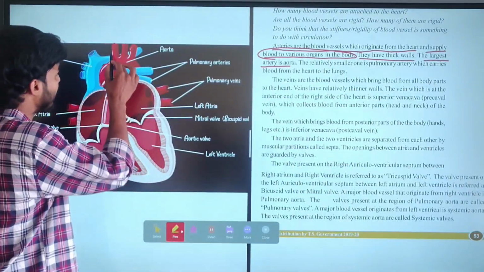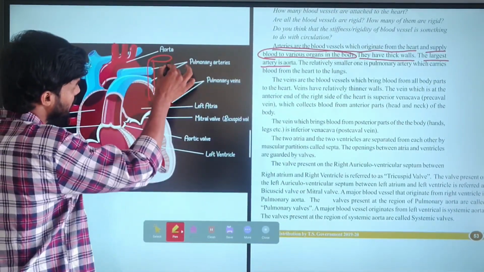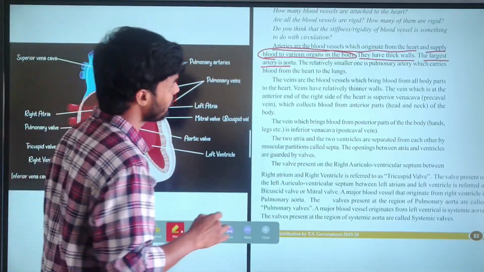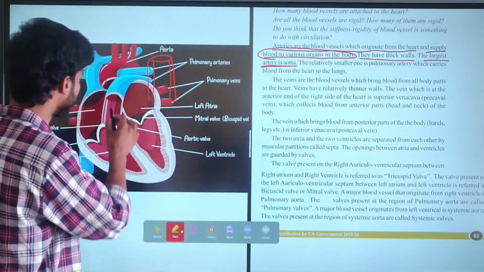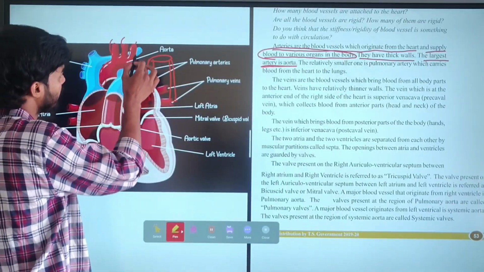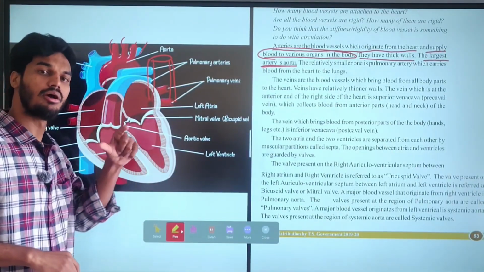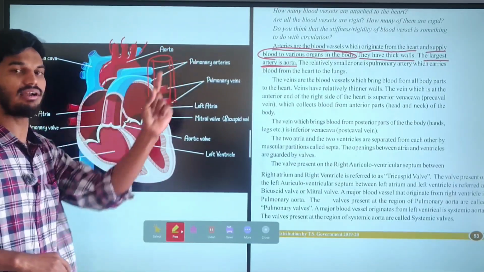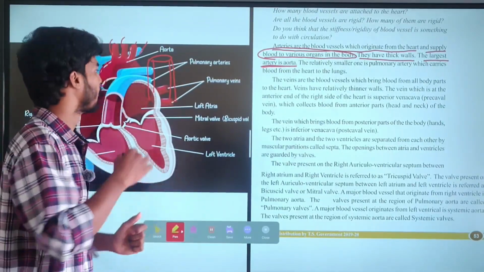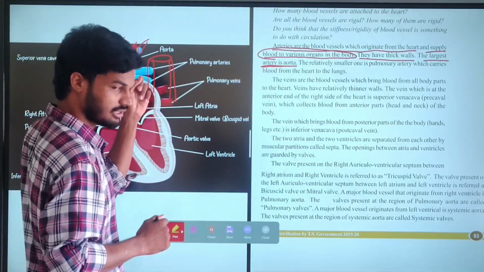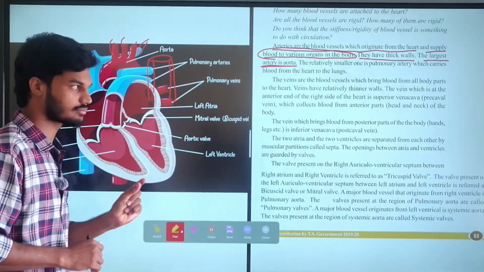These walls are very thick in nature. The walls are very thick, and the largest artery is the aorta. It is the largest artery. It will supply the oxygenated blood from the heart to the body parts. It is the largest vessel, as well as the thickest in nature.